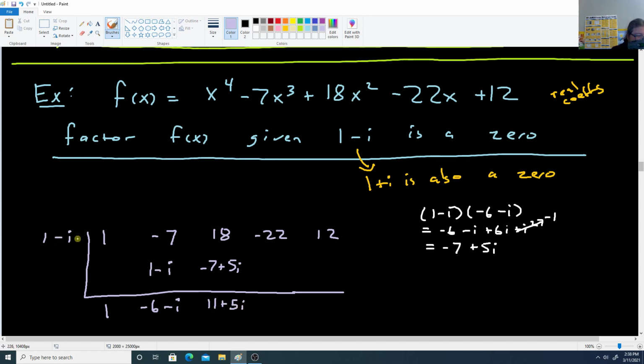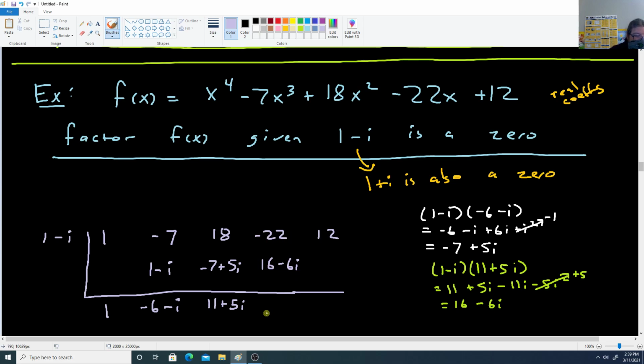Now I need to do 1 minus i times 11 plus 5i. So we get, okay, what is 1 minus i times 11 plus 5i? So 1 times 11 is 11. 1 times 5i is plus 5i. Negative i times 11 is negative 11i. Negative i times 5i is negative 5i squared. Negative 5i squared is going to become a positive 5. 11 plus 5 is 16. 5i take away 11i is minus 6i. So we get 16 minus 6i.